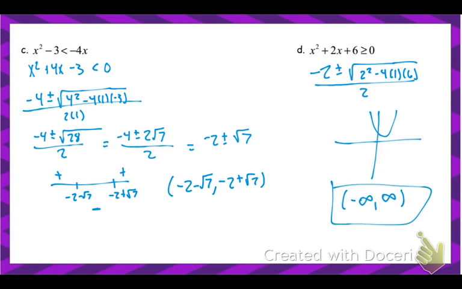So what we really need to consider when we have questions like this that give us a negative discriminant, it doesn't necessarily mean there's no solution. We need to consider, does my graph open up or down? And then we need to consider also, am I looking for where it's positive or negative?